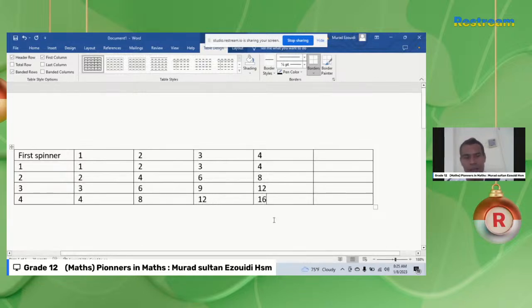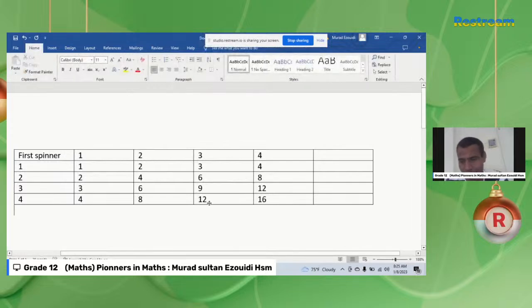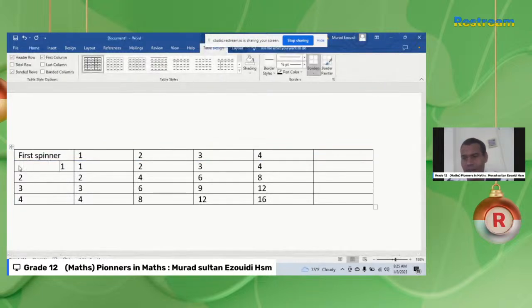Now learners, this we call spinner 1, and this one is spinner 2. I will make them like that: first spinner and second spinner.